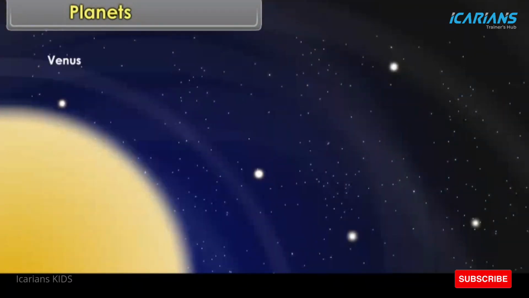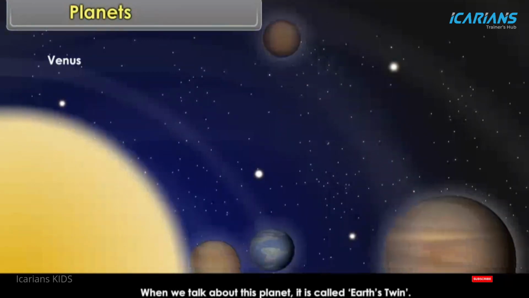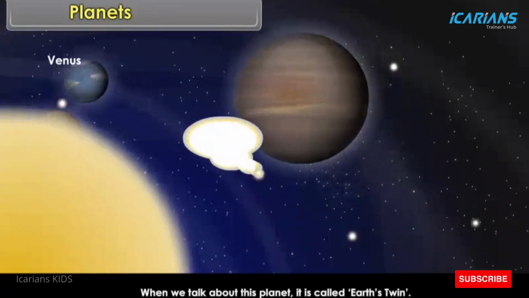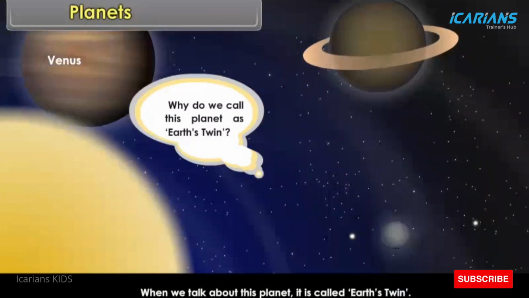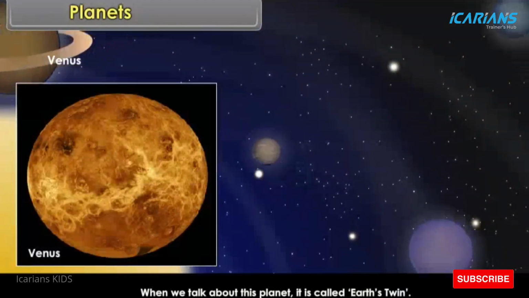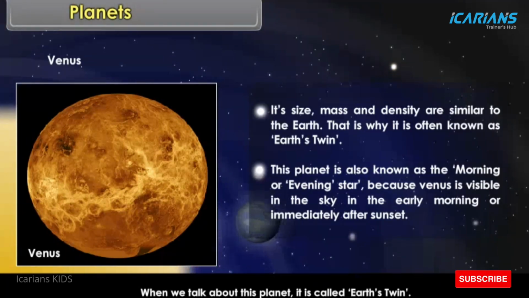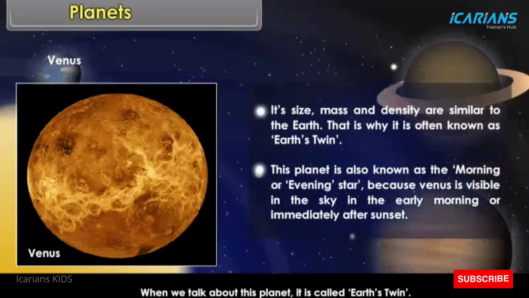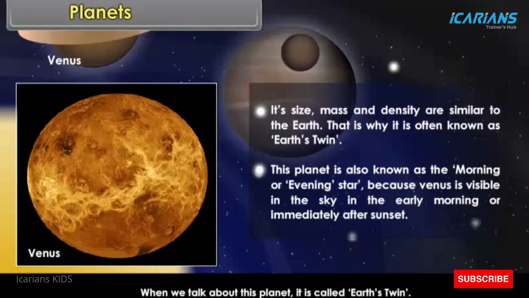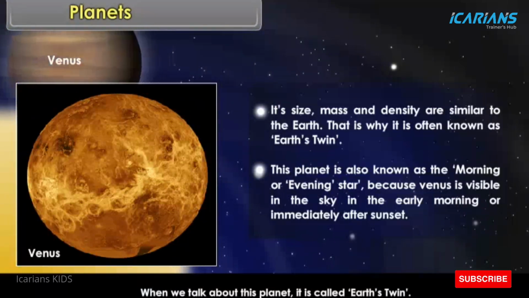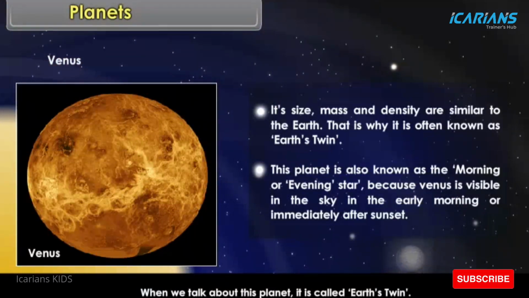Venus. When we talk about this planet, it is called Earth's twin. Why do we call this planet Earth's twin? Its size, mass and density are similar to the Earth. That is why it is often known as Earth's twin. This planet is also known as the morning or evening star because Venus is visible in the sky in the early morning or immediately after sunset.